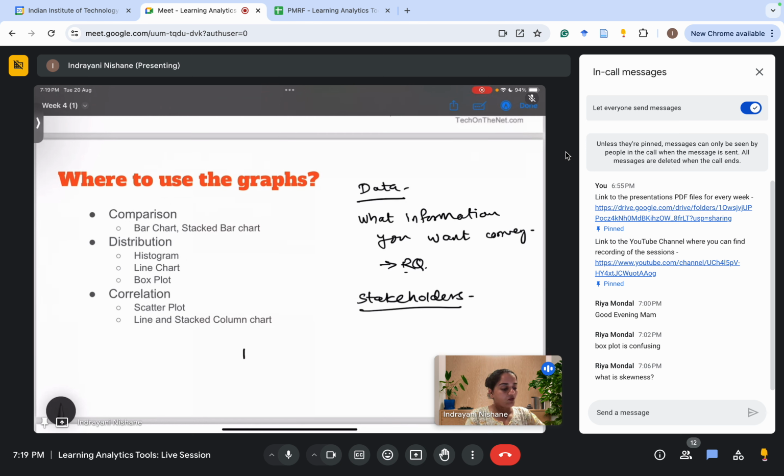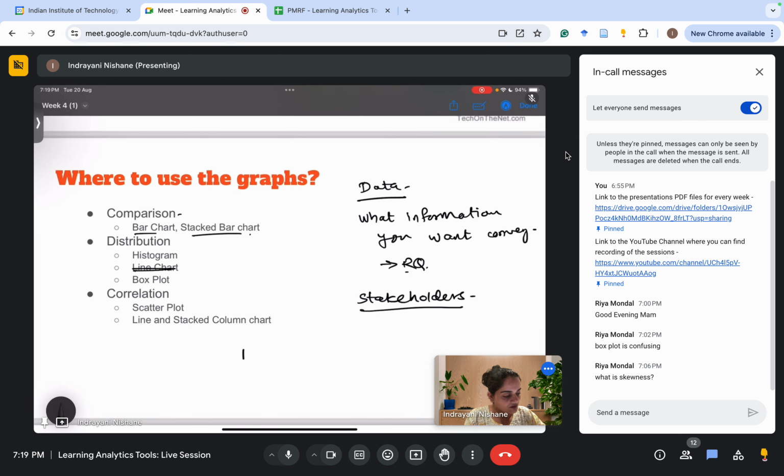Okay, so now coming to where to use which type of graph. A bar chart or stacked bar chart is used when you want to compare different things, so compare the values in different categories, so that comes under comparison. Now distribution: we saw distribution with the histogram and box plot. I think I put the line chart here by mistake. A line chart doesn't give us information about distribution, so I'm going to strike this off. Distribution is given by the histogram and box plot. Then correlation is any type of relation, or how one variable influences another variable. That is called correlation of the variables.